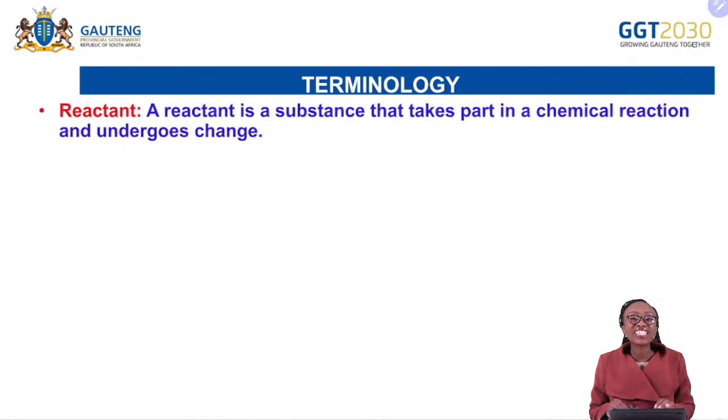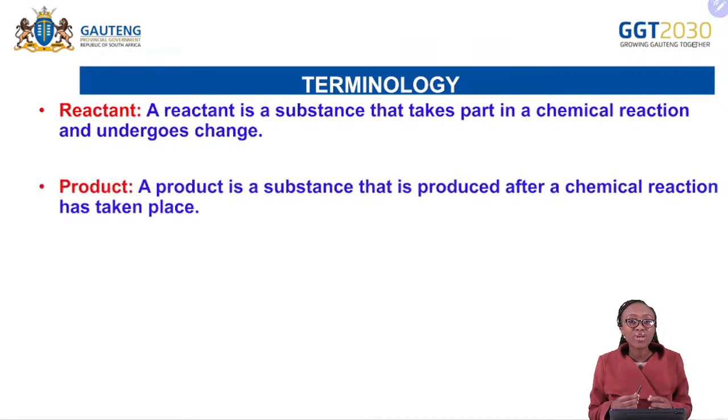So the first term is reactant. A reactant is a substance that takes part in a chemical reaction and undergoes change. So it takes part in a chemical reaction and it undergoes change. You should be thinking by now, so it starts as something else and then ends up as something different.